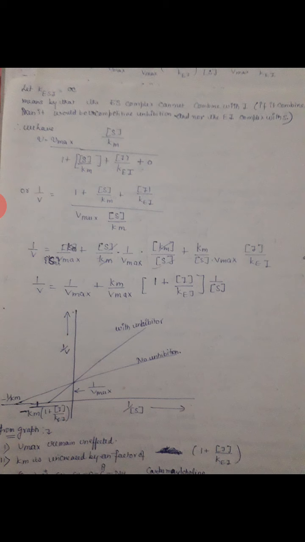So that term comes out to be 0. Rearranging again, the equation comes out to be 1/V is equal to 1/Vmax plus Km/Vmax times 1/[S], and this is all. Again, very simple: we plot 1/V against 1/[S]. This is the equation without inhibition, the Michaelis-Menten equation, the Lineweaver-Burk plot equation.